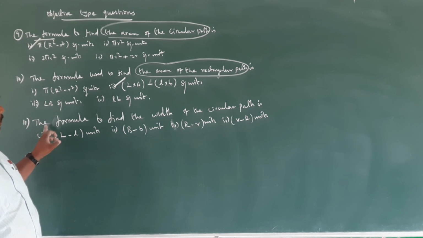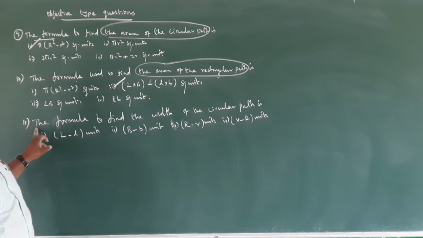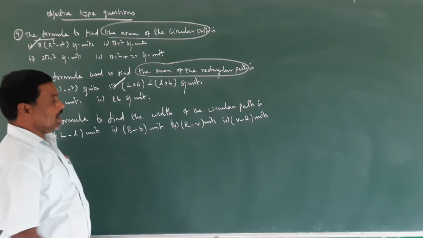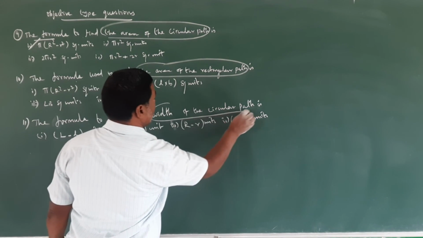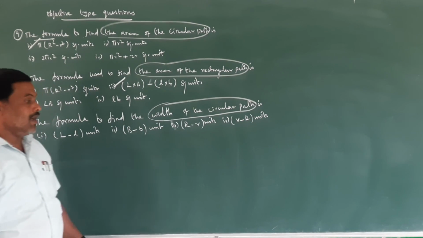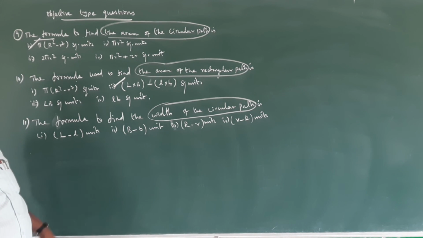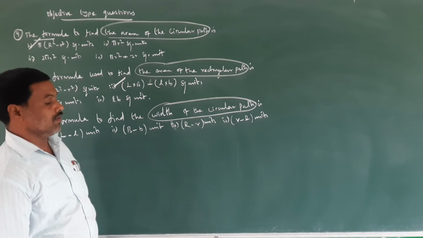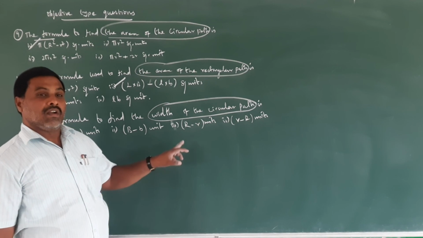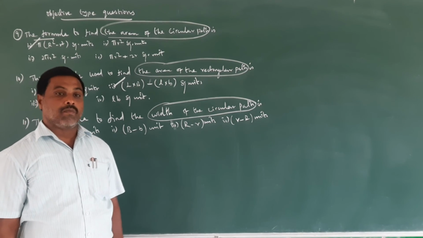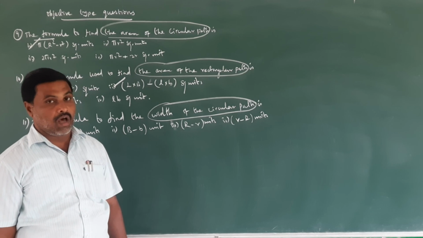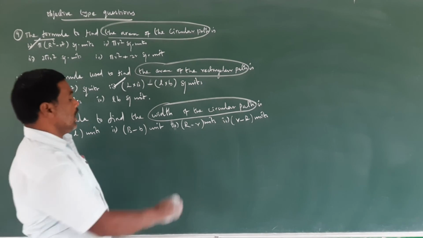Next, 11th question. The formula to find the width of the circular path. The width of the circular path equal to capital R minus small r unit. Answer third.